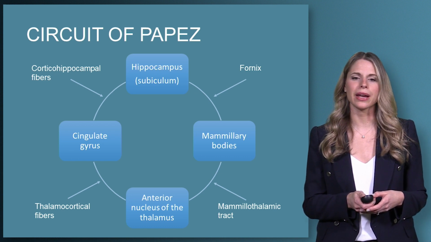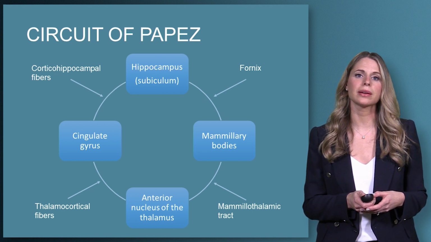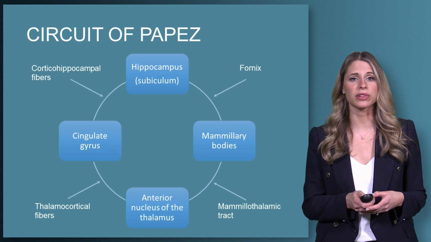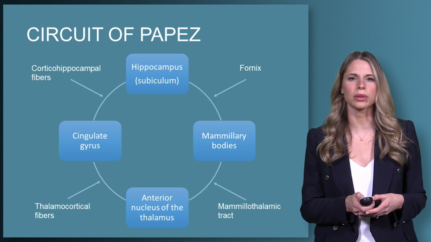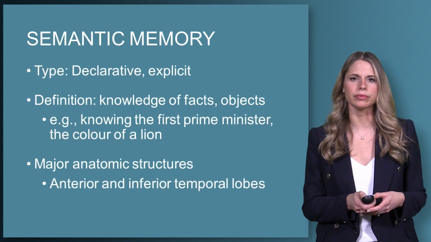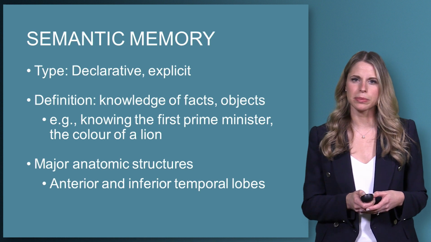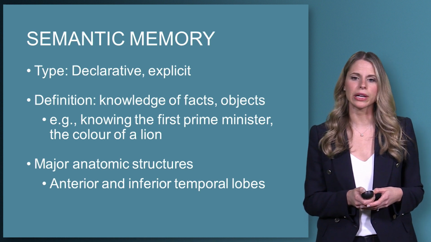Again, the circuit of Papez is important for emotional memories and is a portion of the limbic system within the brain. Some people refer to it as the limbic lobe, as a separate lobe within the brain. Now we'll talk about other types of memory aside from episodic memory.